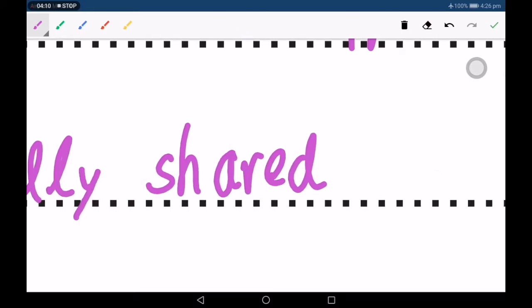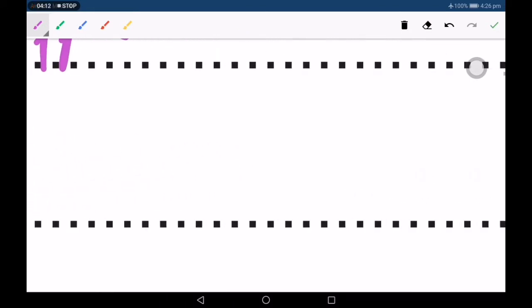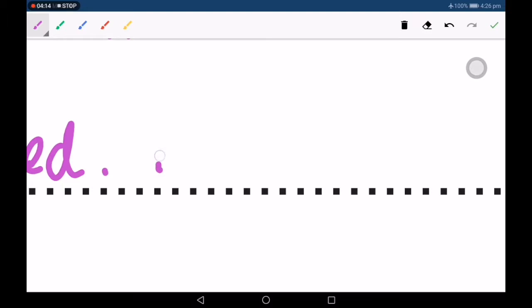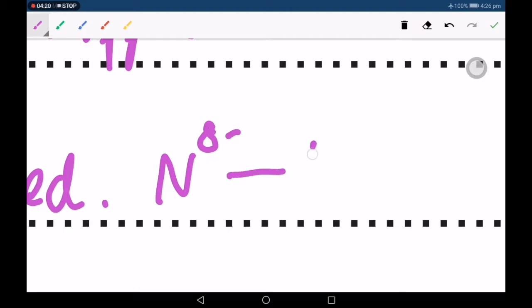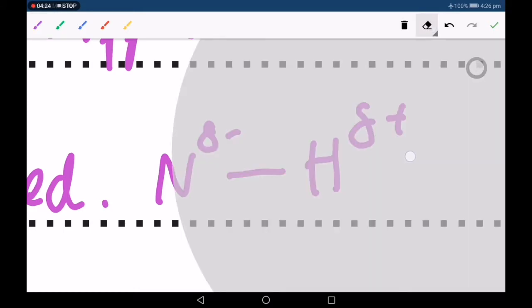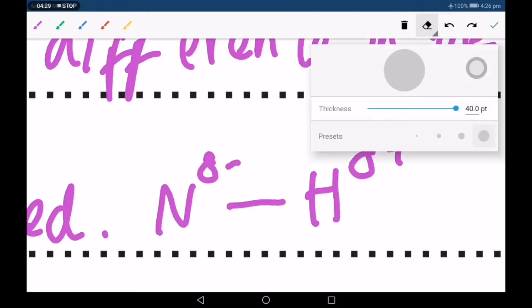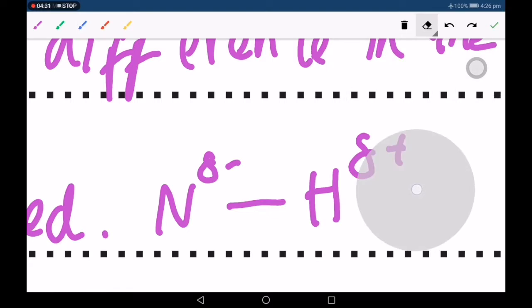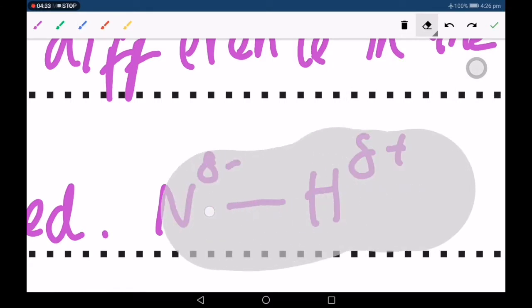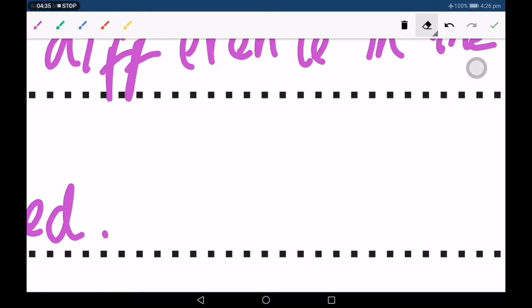So you can say it has a dipole, or you can dot this diagram, and then there's a delta positive, delta negative, and then connect it to H, which is delta positive, right? But either way, we don't need this one.